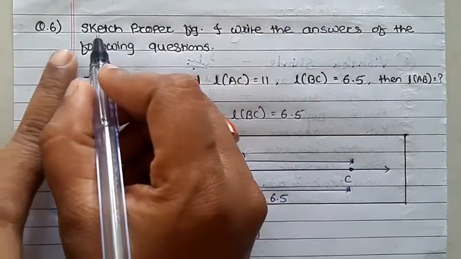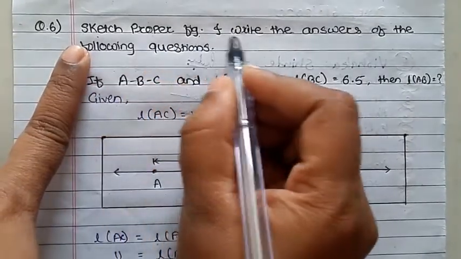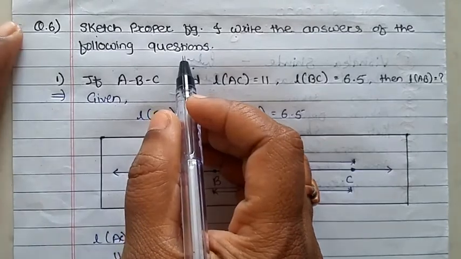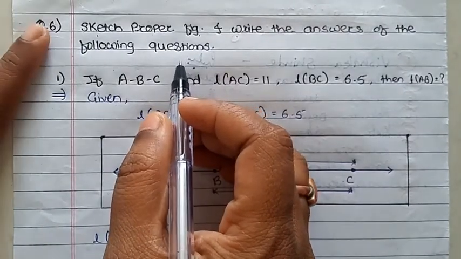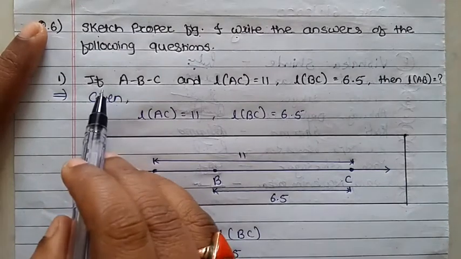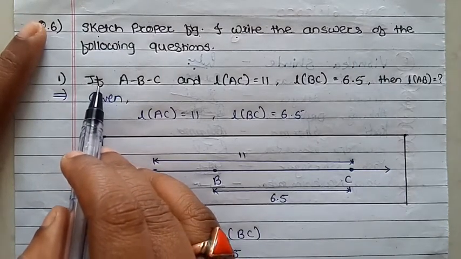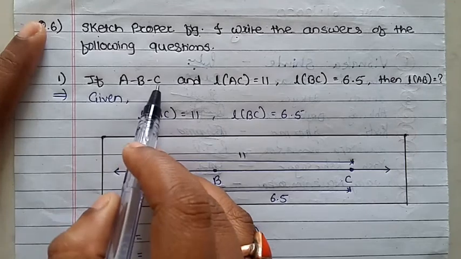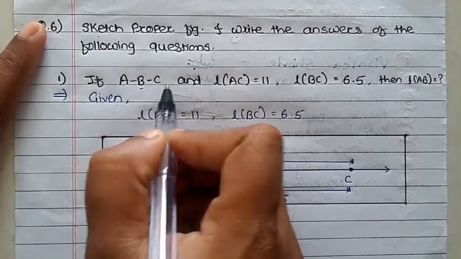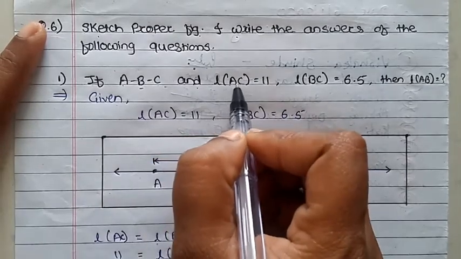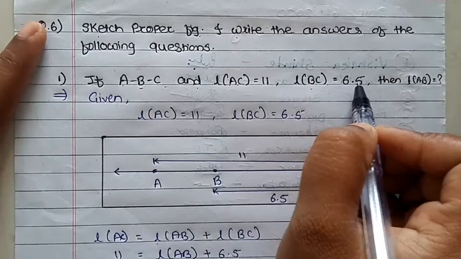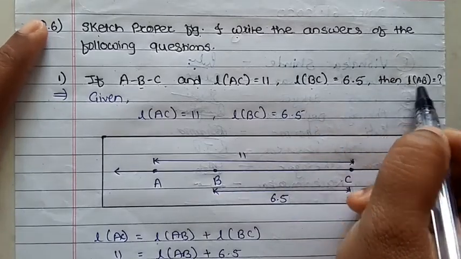Question number 6. Sketch proper figure and write the answers of the following questions. We want to sketch one figure based on the conditions and answer the following questions. First question: if A-B-C, that means B is in between A and C, and length of AC is equal to 11, length of BC is equal to 6.5. Then find out the length of AB.